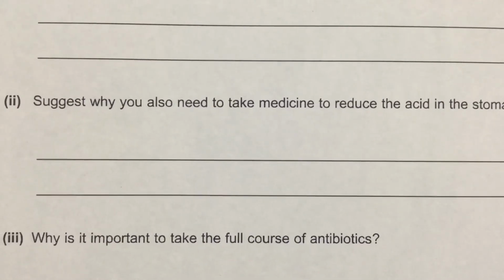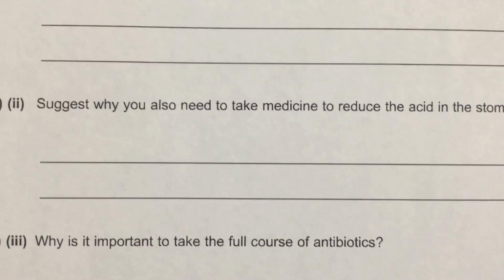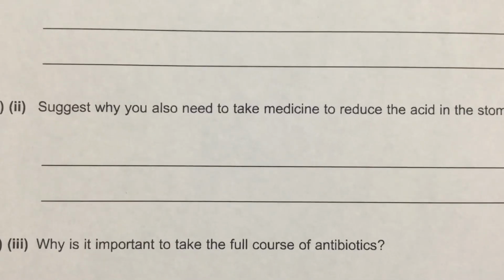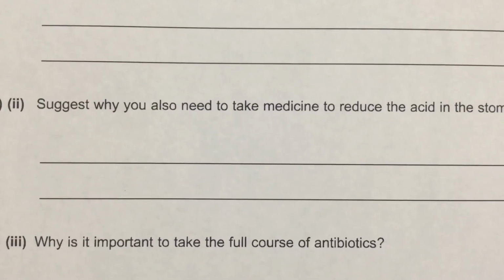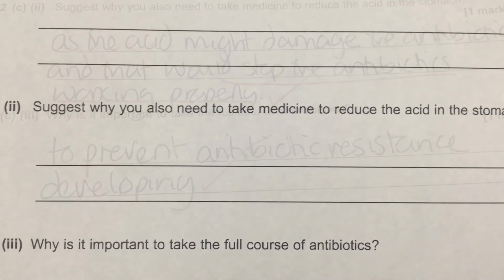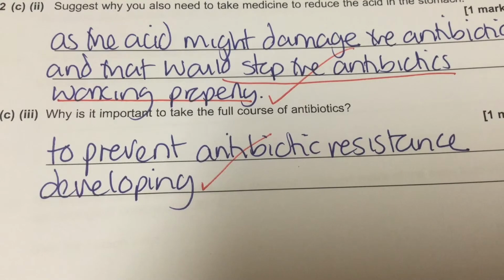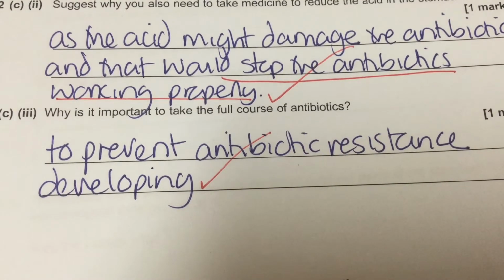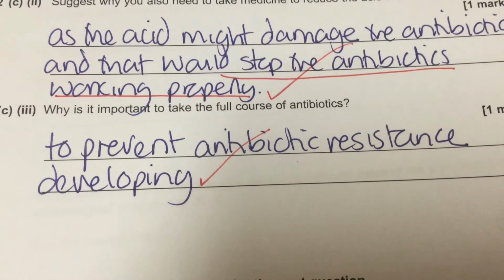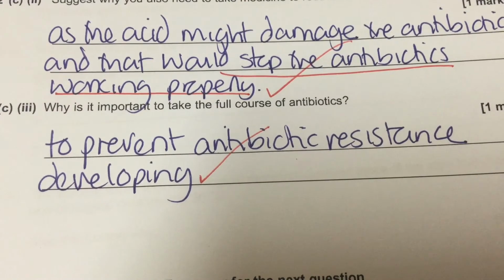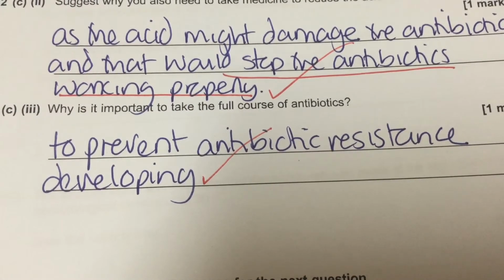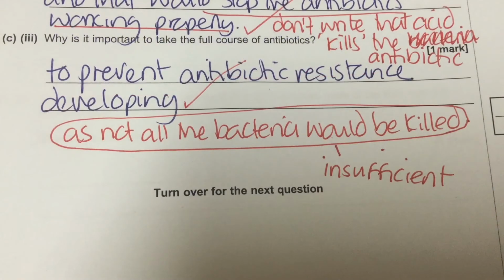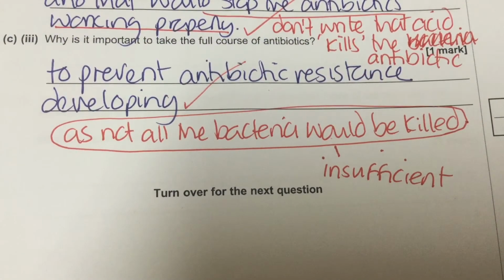And the last part of this 8-mark question is, why is it important to take the full course of antibiotics? Well, clearly to prevent antibiotic resistance developing. An answer that said, as not all the bacteria would be killed, is insufficient. It is a problem if all the bacteria aren't killed, but it's a bigger problem if they develop antibiotic resistance and you end up with a resistant strain that you then can't get rid of.